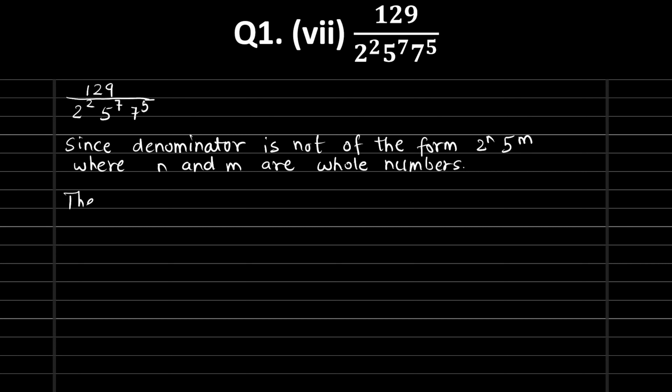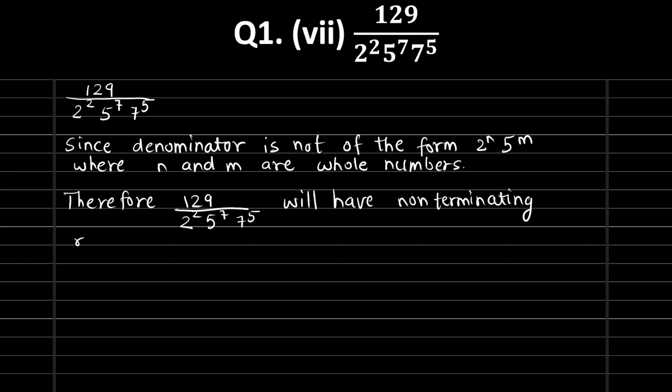Therefore, we can definitely say this rational number 129 upon 2 raised to 2 into 5 raised to 7 into 7 raised to 5 will have non-terminating repeating decimal expansion.